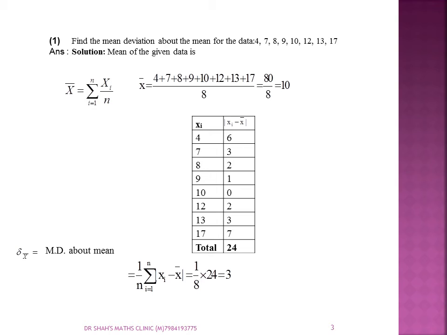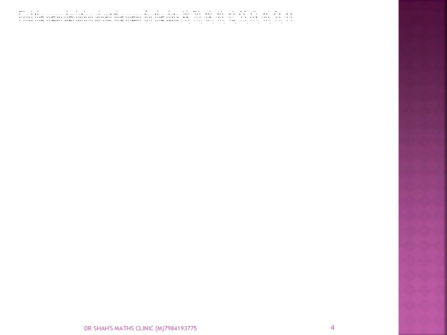Let's start with the next sum, number 2. Make a note for this. Find the mean deviation about the mean for the data 38, 70, 48, 40, 42, 55, 63, 46, 54 and 44. First of all, the mean is x bar equals sigma xi by n. Here there are 10 observations. Their addition divided by 10, 500 by 10, equals 50.